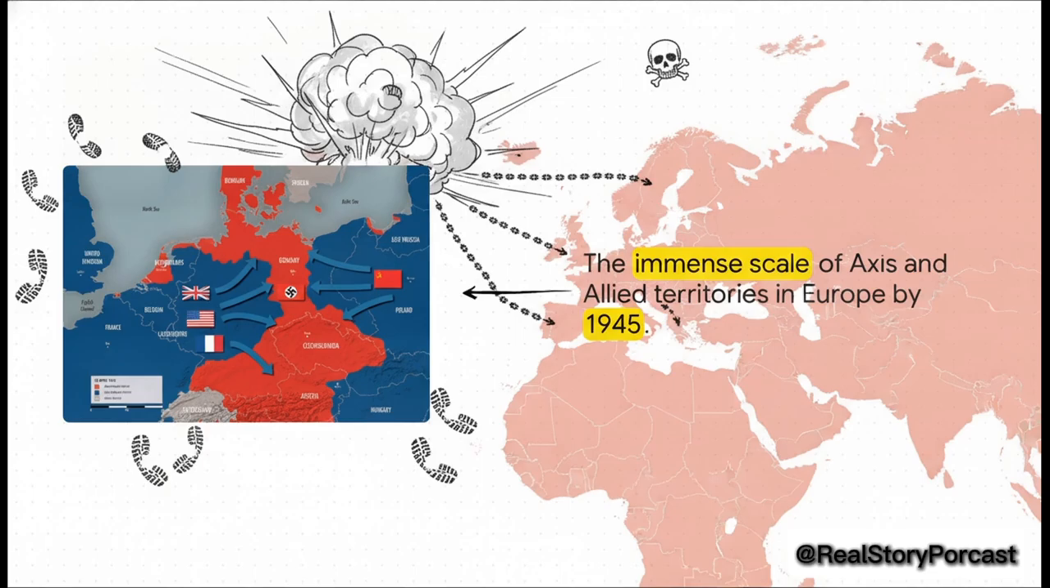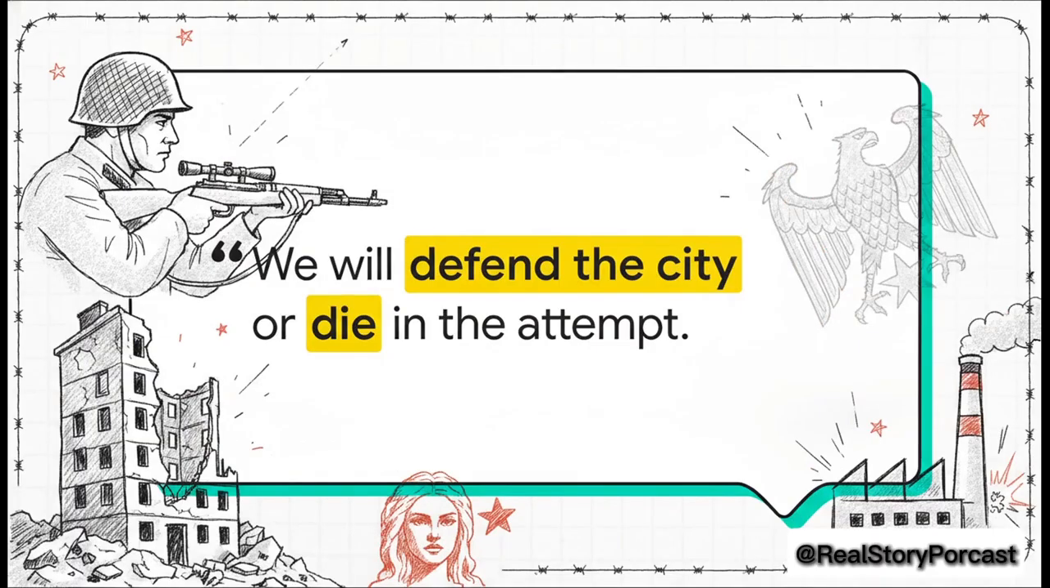"We will defend the city or die in the attempt." Those chilling words from General Vasily Chuikov perfectly encapsulate the demonic fury and absolute desperation of the Battle of Stalingrad. This wasn't just a battle. It was a grueling, house-to-house, factory-to-factory struggle where snipers were used to devastating effect.